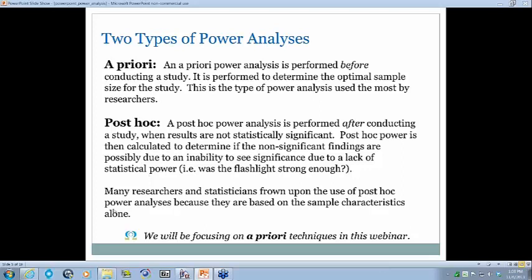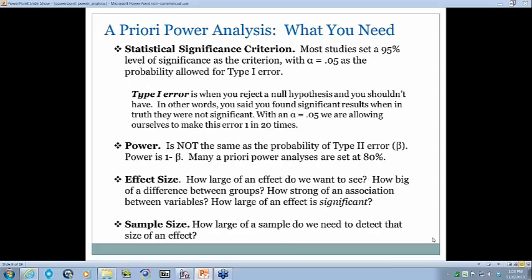So, again, like I said, in this webinar we will be focusing on a priori techniques. There are four things you need to determine a good sample, or to determine your a priori power. The first thing you need is the statistical significance criterion. Don't let that scare you. It's pretty much a given that we use this right here, alpha equals 0.05. And most studies set a 95% level, which if you take 1 minus 0.95, this is why you get that 0.05. And that alpha level is the probability we allow for type 1 error.